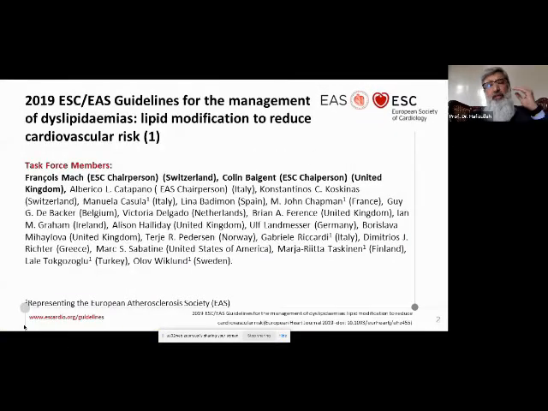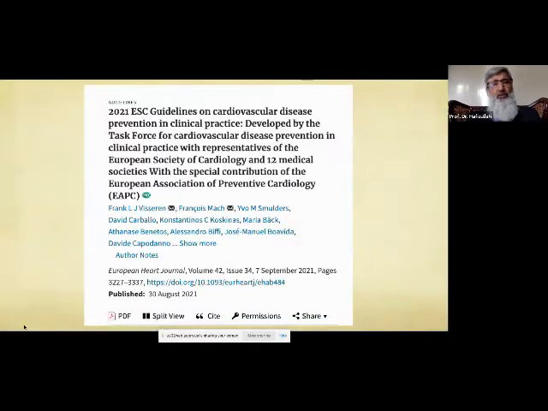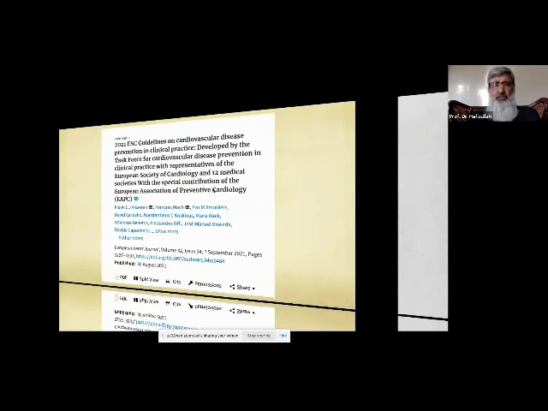What I get all my data from is the 2019 ESC/EAS guidelines for the management of dyslipidemias: lipid modification to reduce cardiovascular risk. I would recommend this to everybody. And then in 2021, last year, we had the ESC guidelines on cardiovascular disease prevention in clinical practice. This was endorsed by 12 medical societies. So this is perhaps the latest that we have on dyslipidemia on this issue.